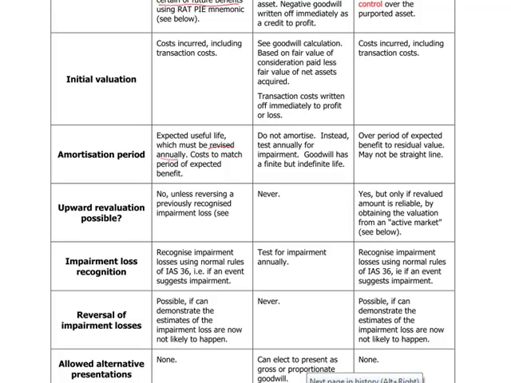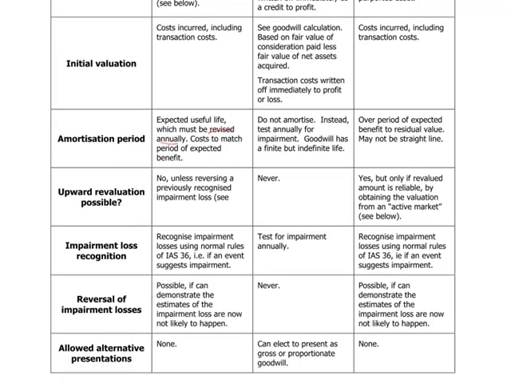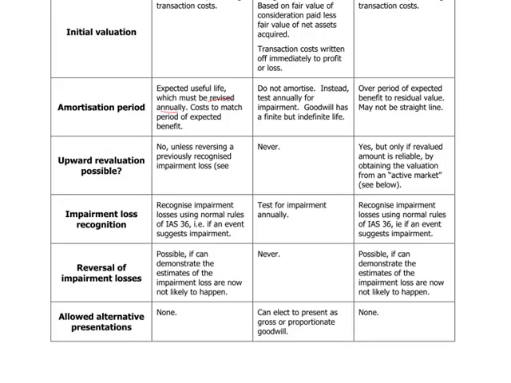Upward revaluation possible? Well, no, and there would be a specific situation only in case there was an impairment loss previously recognized that you reverse. You could argue you get an effect of a revaluation. Impairment loss recognition? Recognize impairment loss exactly as per IAS 36, and we will cover that in the very next chapter. Reversal of impairment losses, yes, it's possible if you have to reverse. These are not often occurring, really, but just to have an awareness. And allowed alternative presentation, not at all.